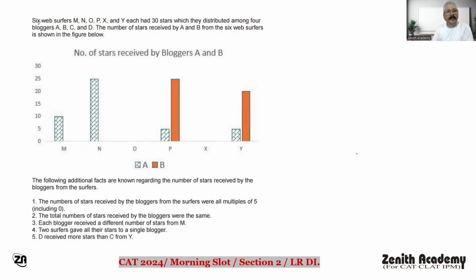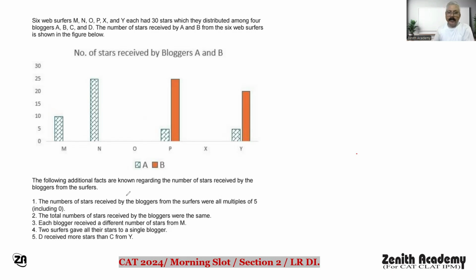In this set, there are 6 web surfers, M, N, O, P, X, and Y. Each had 30 stars, which they distributed among 4 bloggers A, B, C, and D. The number of stars received by A and B from the 6 web surfers is shown in the figure below. It is the bar diagram. Number of stars received by the bloggers A and B is given here.